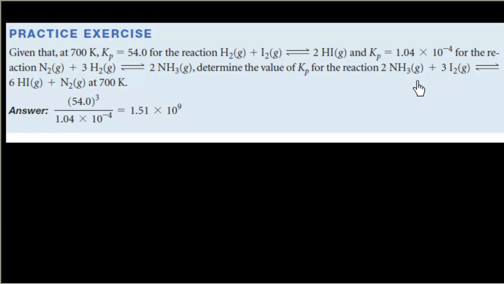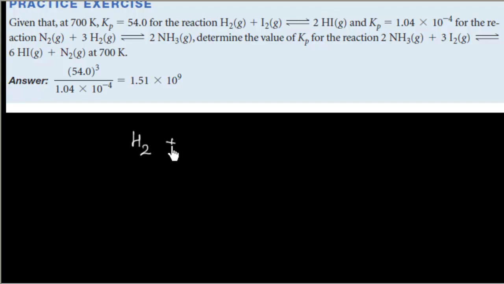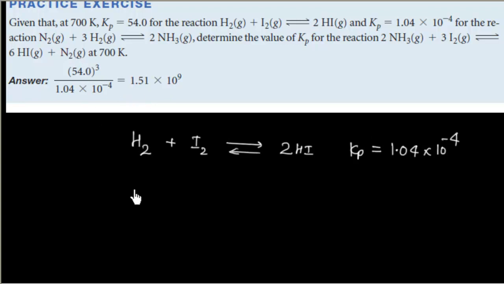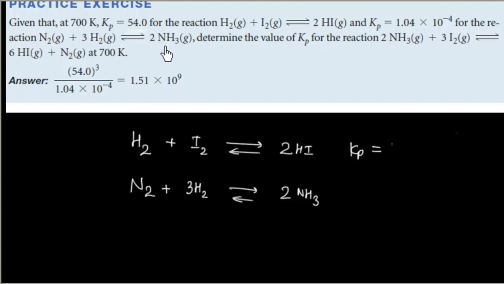So basically you have to find Kp for this reaction, and Kp for these two reactions is given. So you have been given Kp for H2 plus I2 gives 2HI. This Kp is given, 1.04 into 10 to the power minus 4. We have been also given Kp for this reaction, N2 plus 3H2 gives 2NH3, and the Kp value is this. Okay, so this value is 54. So Kp for this reaction is 54, and Kp for this reaction is 1.04 into 10 to the power minus 4.